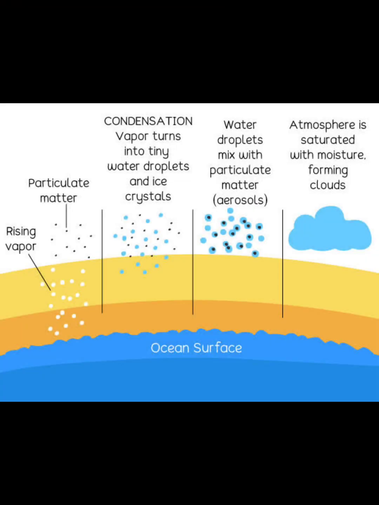Once in the atmosphere, the water vapor cools and condenses into tiny water droplets, forming clouds. This process occurs as the warm air arrives carrying the moisture with it. The transformation from vapor to liquid is a crucial step in the water cycle.